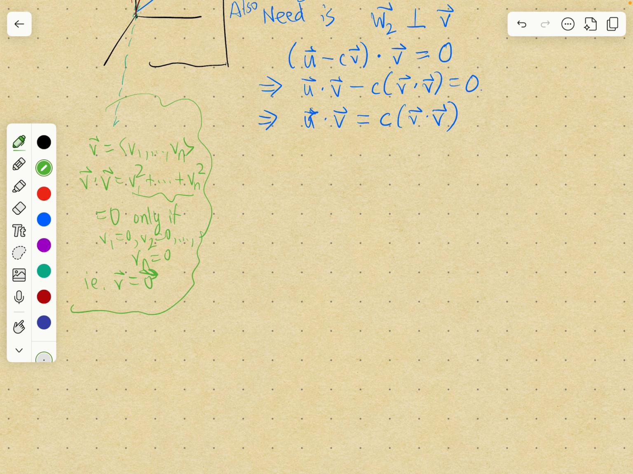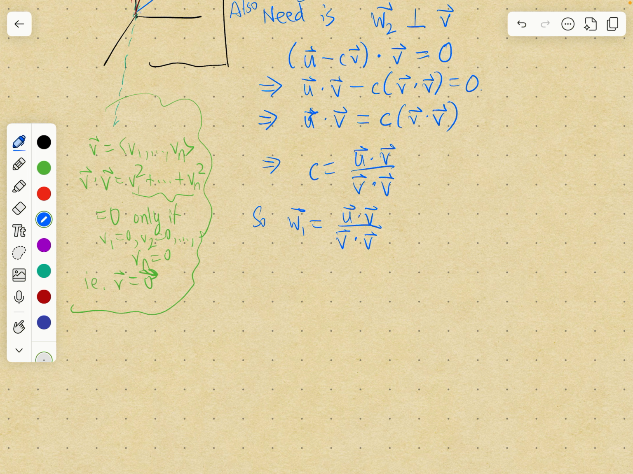Right? And so since V is not the 0 vector, V dot V is going to be some positive number. And so we can divide both sides by V dot V because it's non-zero. And so we get that C is equal to U dot V over V dot V. And that's the formula.